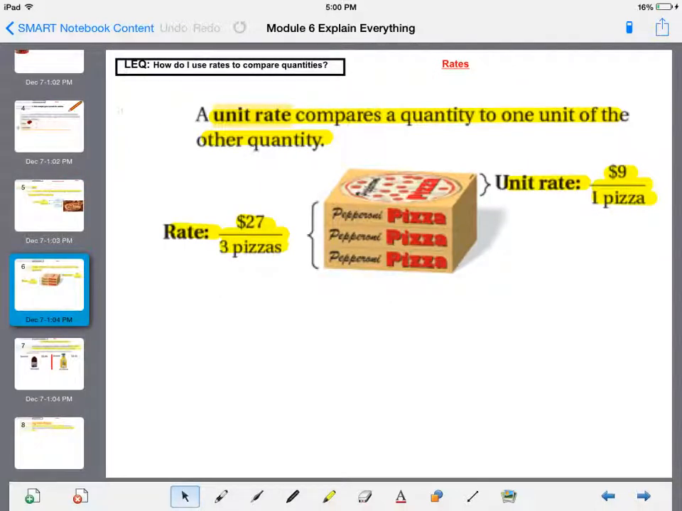We talked about finding a unit rate. We talked about unit coming from the word uno, which means 1. And a unit rate compares a quantity to 1 unit of the other quantity. So for example, based on our previous slide, the rate originally was $27 to 3 pizzas. Well, if we wanted to find the unit, uno, 1, how much is each pizza, we would divide by 3 in order to determine that the unit rate would be $9 for 1 pizza.